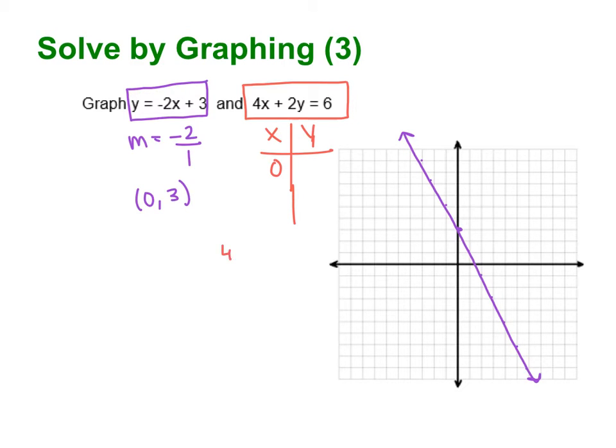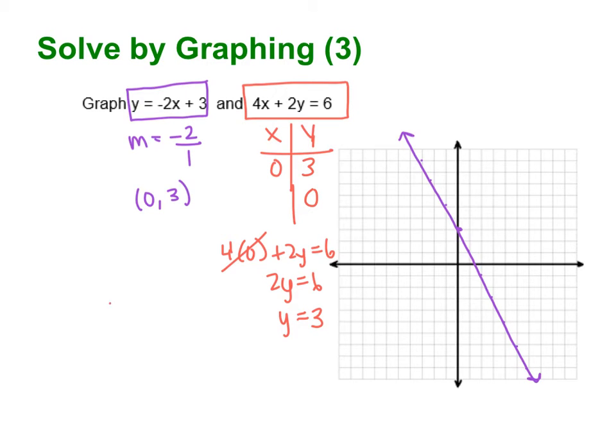So here's just the math on the side. 4 times 0 plus 2y equals 6. That 4 times 0 cancels, so we have 2y equals 6. Divide both sides by 2, and we get y equals 3. All right, now do the same thing for the y. Let's make the y a 0.